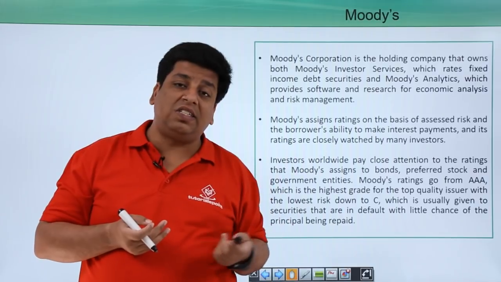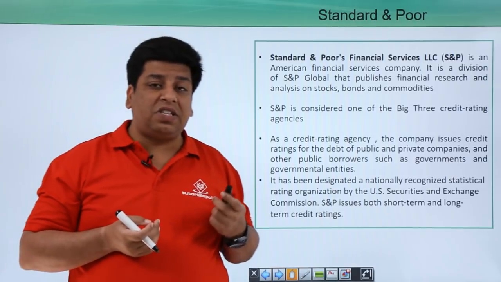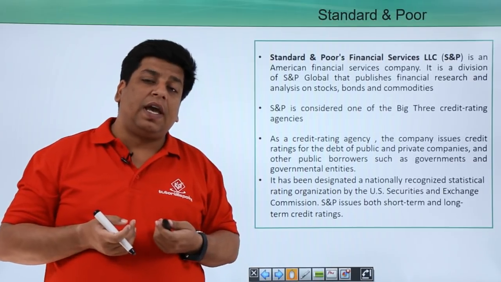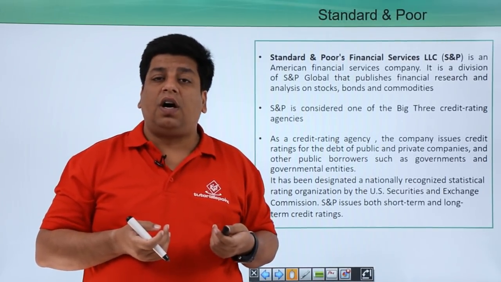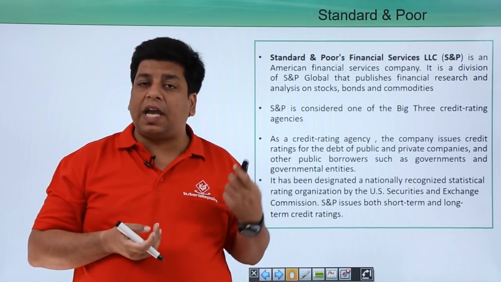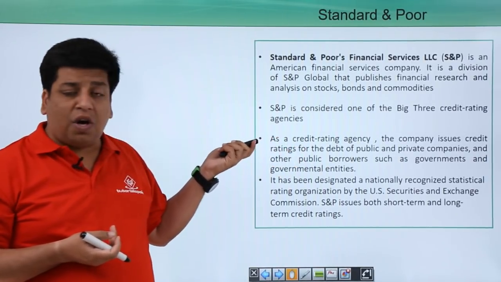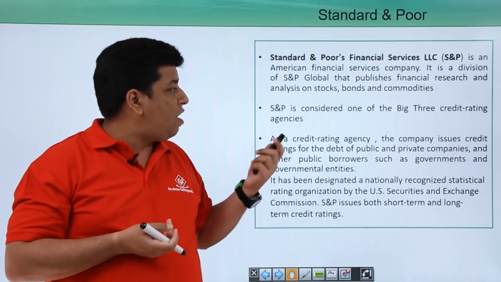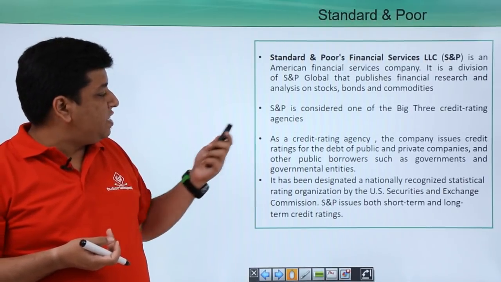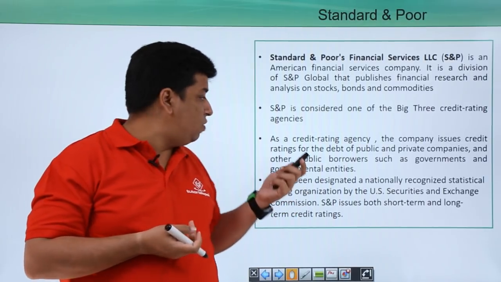Now let's see what is Standard and Poor's. In 1916, Poor's, which was one of the rating agency companies, merged with Standard Statistics to become Standard and Poor's. It is an American financial services company, a division of S&P Global that publishes financial research and analysis of stocks, bonds and commodities. S&P is considered one of the big three credit rating agencies in the world.